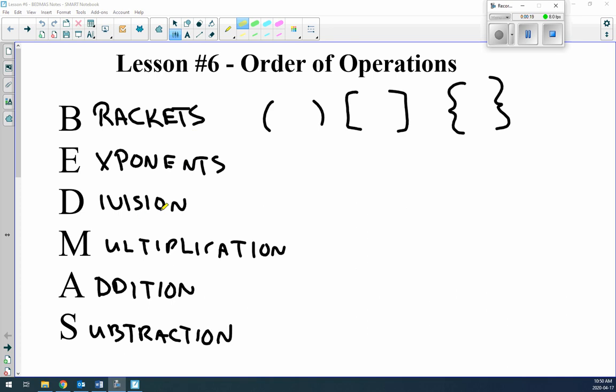Brackets, exponents, division, multiplication, addition, subtraction. And this is just the order we do stuff in. Always do your brackets first, then your exponents. Division and multiplication, you just do left to right. So if you have multiplication before division, you can do that. Addition, subtraction, you do last, and you work left to right.